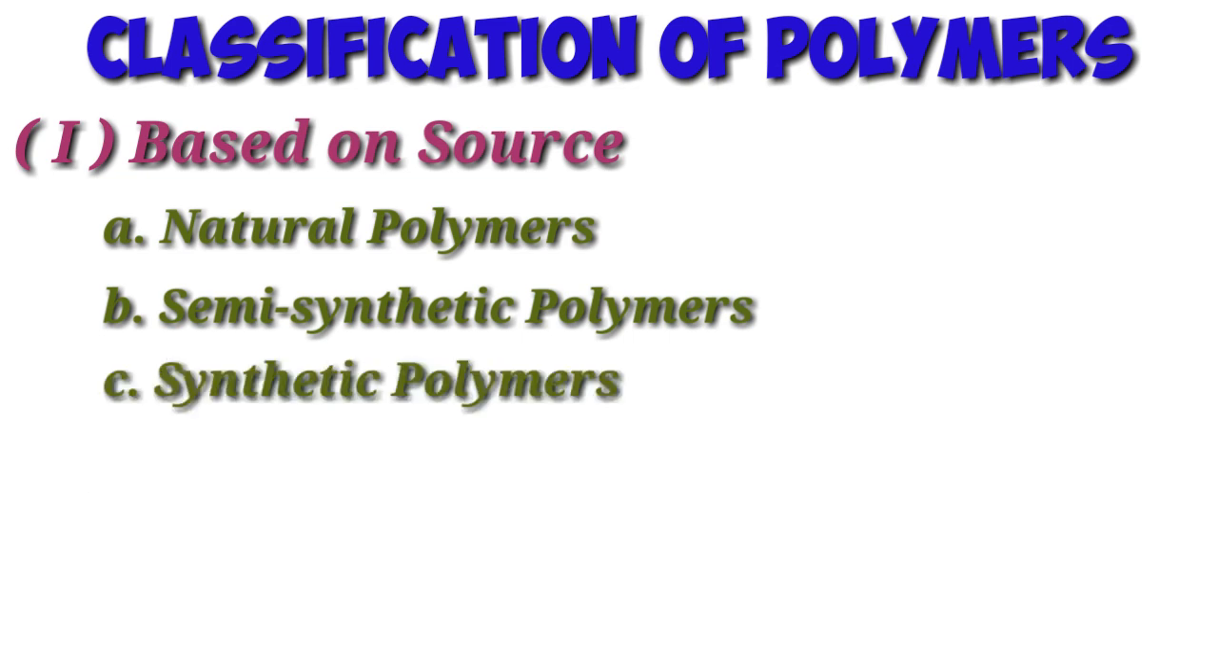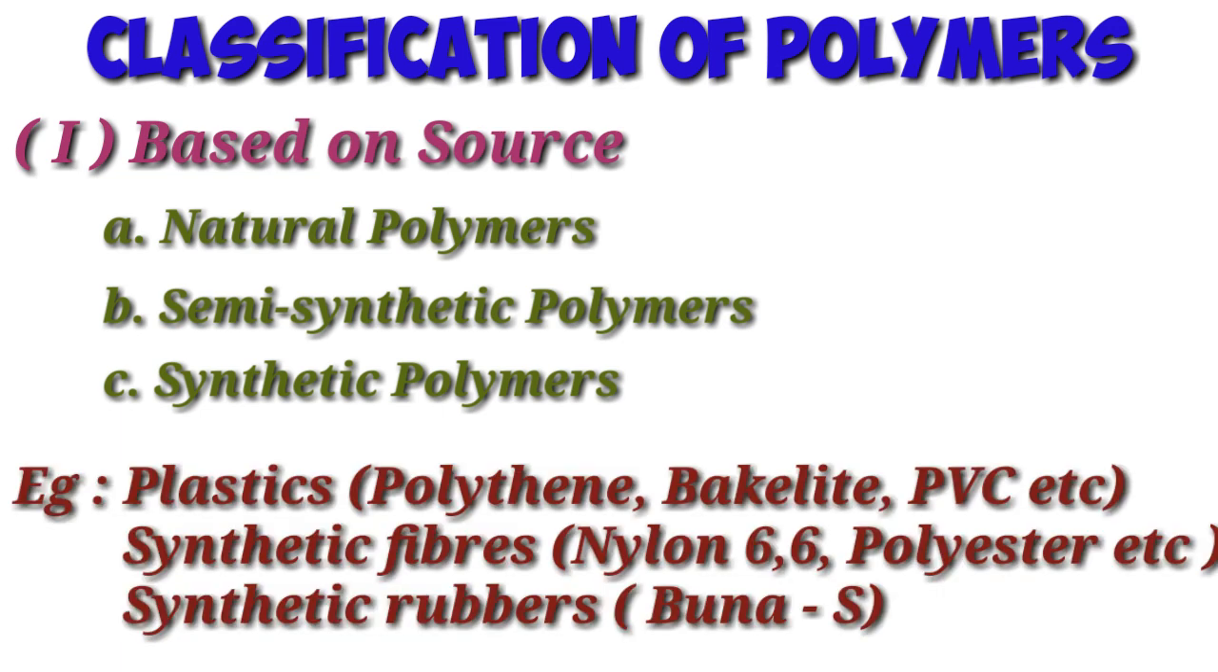Third one, synthetic polymers. As the name suggests, they are man-made polymers and are extensively used in daily life as well as in industry. Example, plastics such as polythene, bakelite, PVC, etc. Synthetic fibers such as nylon 6,6, polyester, etc. and synthetic rubbers such as Buna S.